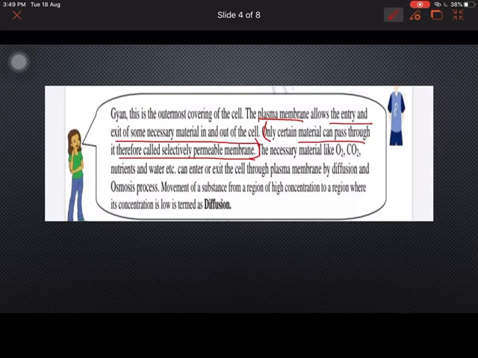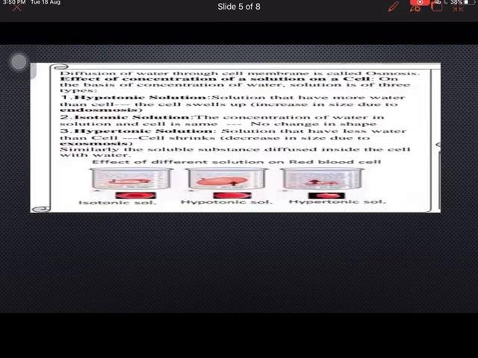The necessary materials like oxygen, carbon dioxide, nutrients and water, etc., can enter or exit the cell through the plasma membrane by the processes known as diffusion and osmosis. Actually diffusion is a simple process in which the material moves from higher concentration to lower concentration, and if it is happening through a selectively permeable membrane, then it is called osmosis. So movement from a region of higher concentration to a region of lower concentration is known as diffusion.